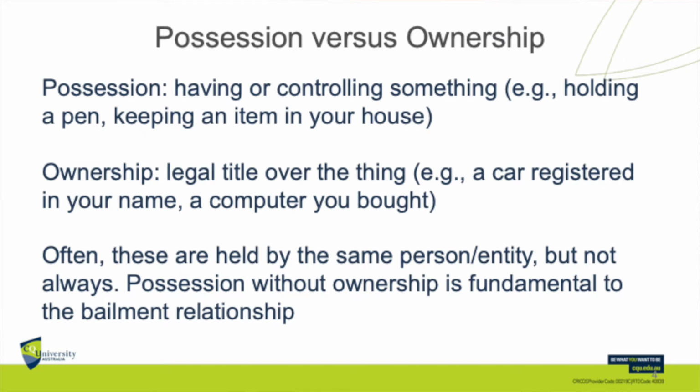Ownership, on the other hand, is the legal title over the thing. Most commonly, it's because you bought it, so you therefore own it. A really tangible example is a car, where ownership is clear because it's registered. Often, possession and ownership are held by the same person, so we tend not to think about it too much. You own the computer you bought, but you also have possession because you're the one using it.